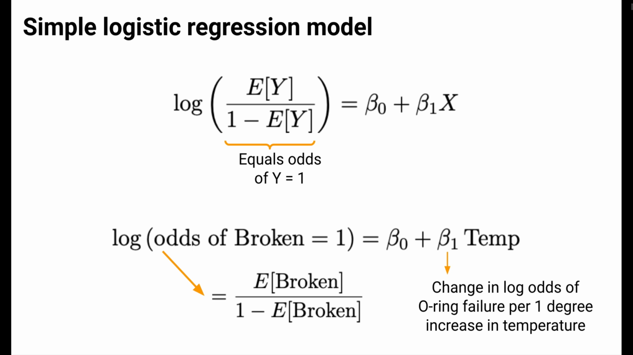Based on our previous investigations, we would expect beta 1 to be negative because the O-rings were less likely to fail at higher temperatures. So note that the on-average part of the interpretation that was present for linear regression models is automatically embedded in the meaning of odds. So here we can omit saying on average.